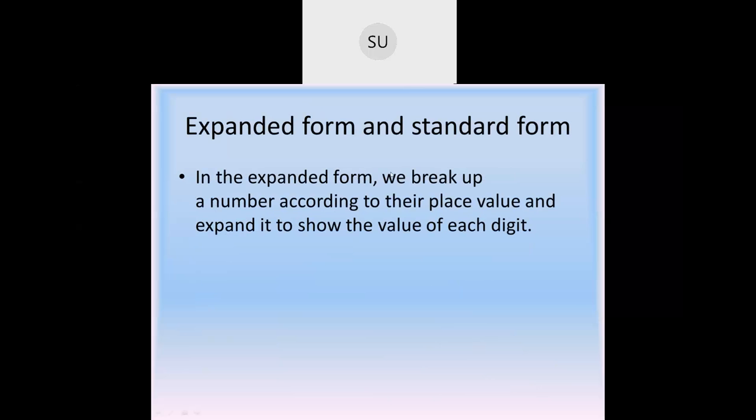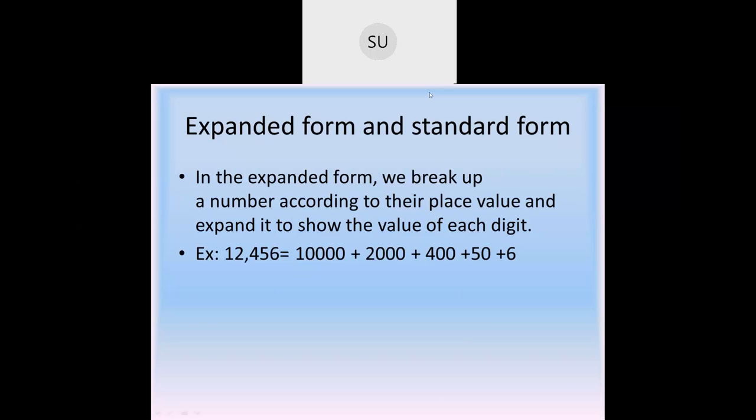So expanded form and standard form. What is an expanded form? In expanded form, we break a number according to its place value and expand it to show the value of each digit. Here we have taken an example of 12,456. Now we'll start with the greatest place, that is 10,000s place here, correct? So here we have 1 in 10,000s place. So place value of 1 will be 1 into 10,000, 10,000, correct? Next we have 2 in thousands place. So place value of 2 will be 2 into 1,000, 2,000. So how will we write this? We'll write 10,000 plus 2,000.